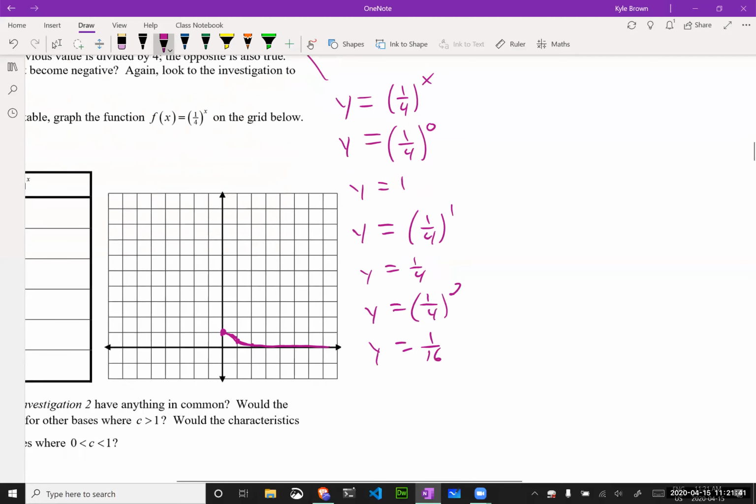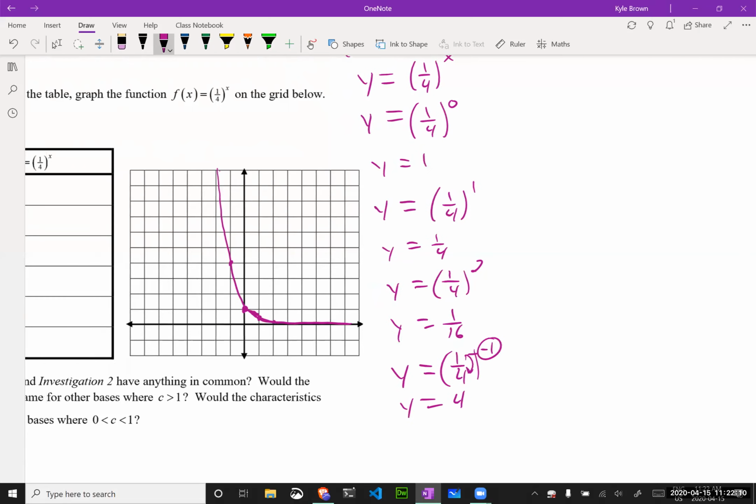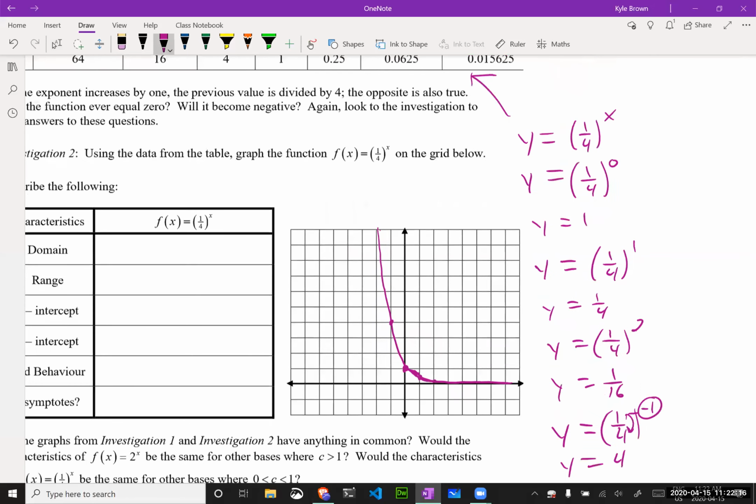Now what's happening on the other side? Maybe you can figure that one out. Let's put in y is equal to 1 over 4 to the power of negative 1. Remember what a negative exponent does: it just flips these two numbers. So we get y is equal to 4 over 1, or just 4. So when x is negative 1, y is 4. I think we got the idea, right? It's actually flipped. It's going the other way now than it was before. That's going to be the case whenever you have a c value that's less than 1, but not negative. You won't have a negative there.